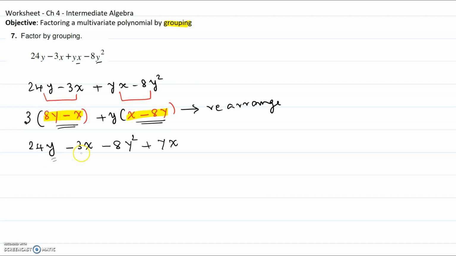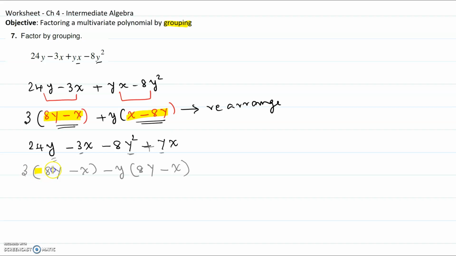So as we did earlier, 3 is a common factor. 3 times 8y minus x. 3 times 8y is 24y. 3 times x is a negative 3x. Now in these two, y is common. So take the negative y out. That way we'll have 8y, since negative y times 8y is negative 8y squared. Then negative y times, you should get a positive sign here, so negative y times negative x is positive yx.